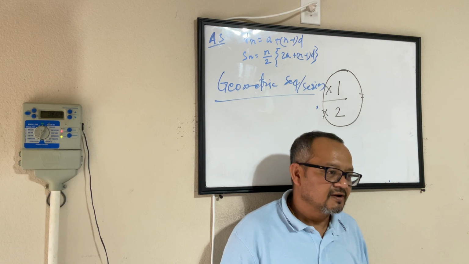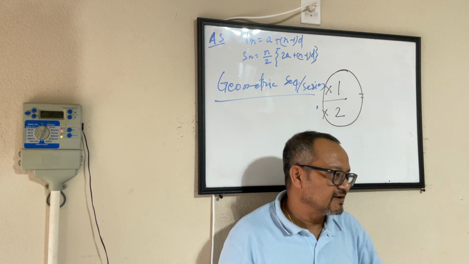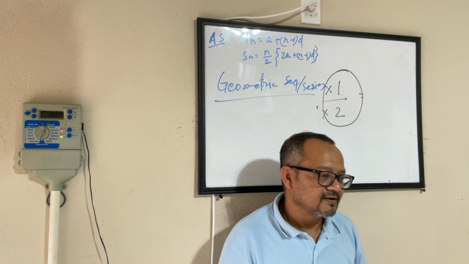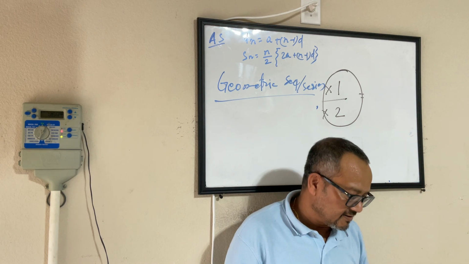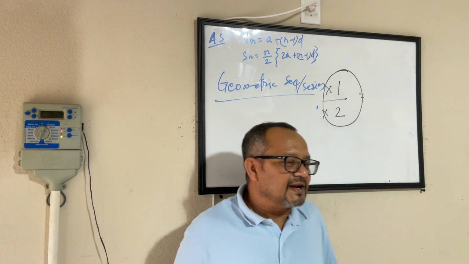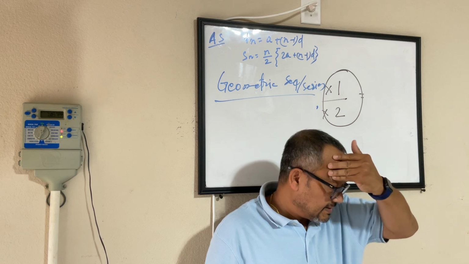How about Tanvi and Shiv? Any idea, thoughts? Common divisor. Common divisor. Okay. It's like a common ratio. Common ratio. Okay. Shiv, any thoughts, beta? That's fine. You can continue.